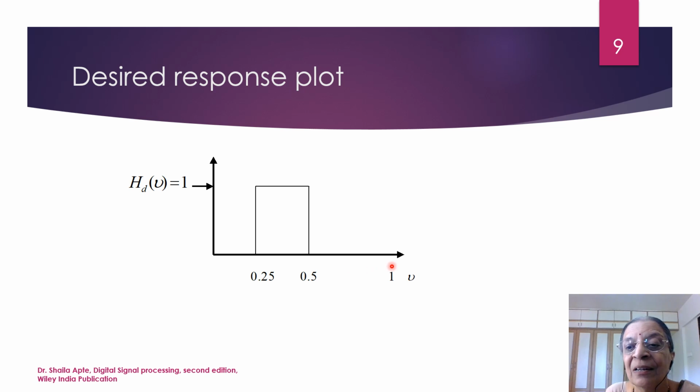Here the desired response is represented as normalized frequency equal to 1 for the Nyquist frequency. 8000 is the sampling frequency, so the Nyquist frequency will be equal to 4000. 4000 corresponds to 1. So 1000 will correspond to 0.25 and 2000 will correspond to 0.5. So the corresponding frequency response will be equal to 1 only between 0.25 to 0.5. Otherwise, it will be 0. That is why it is called a band pass filter.